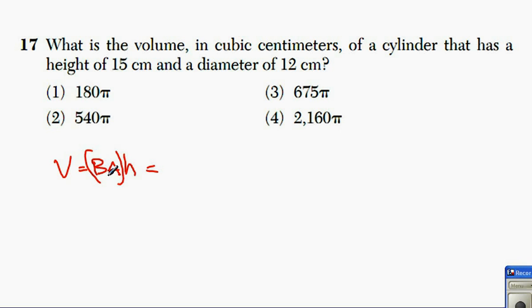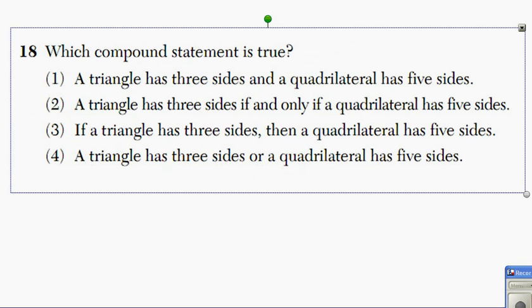Here, how are we going to find out the base area? It should be pi r squared. Since diameter is equal to 12, the radius will be equal to 6 square. Now, height will be equal to 15, so we just have to multiply that by 15. Now, once you multiply 15 times 36, then we'll end up getting, I believe this becomes 540 pi. Therefore, the answer will be choice 2.